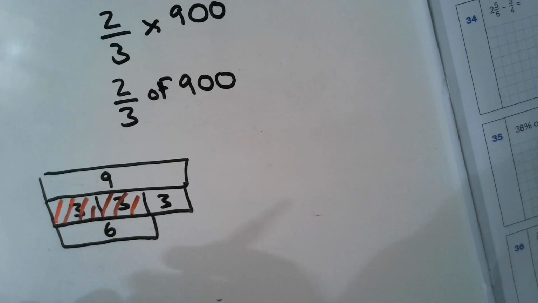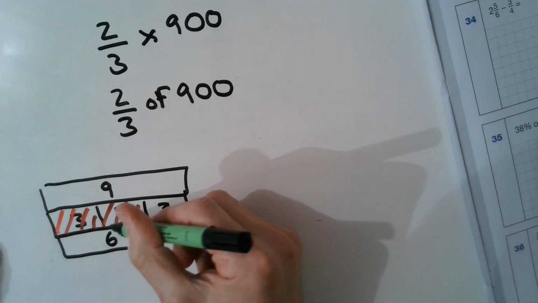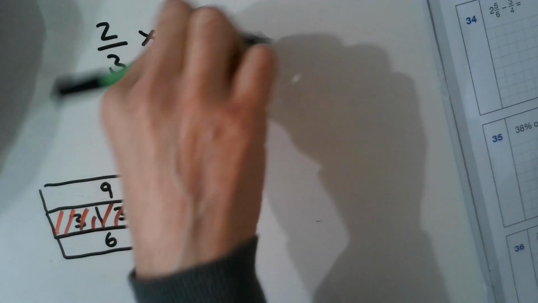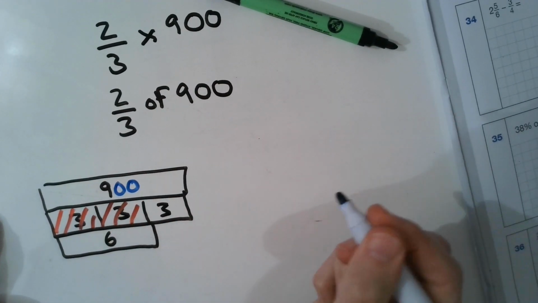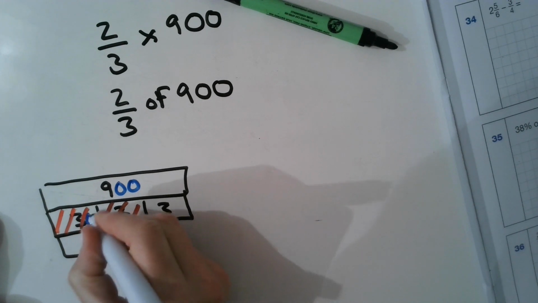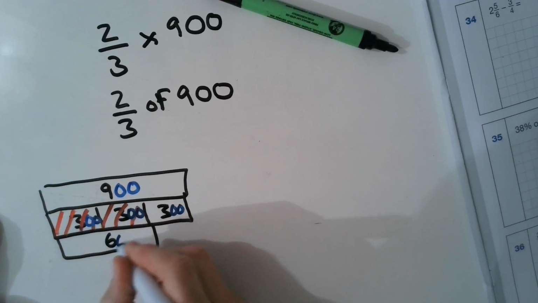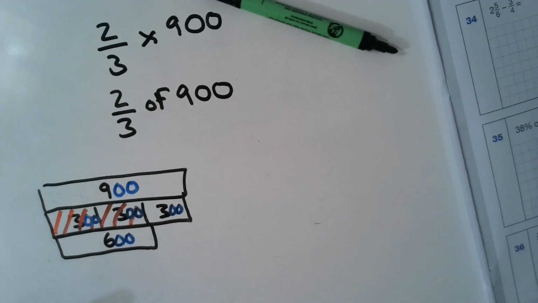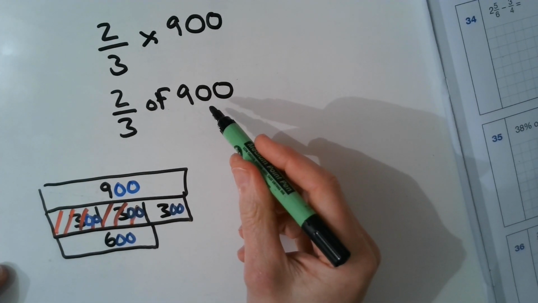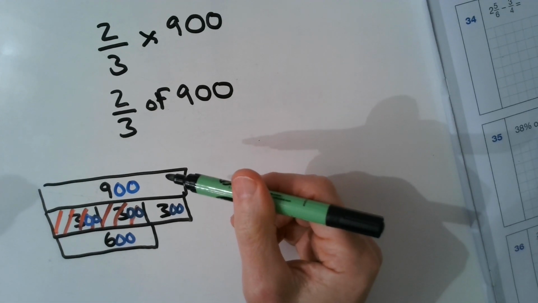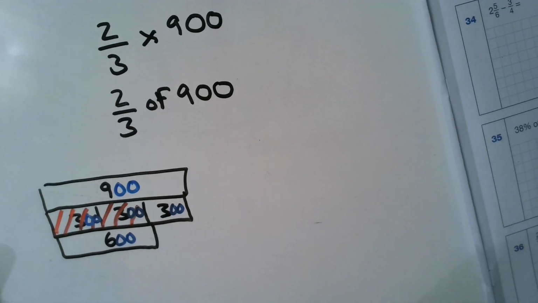Now, we're not doing 2/3 of 9, we're doing 2/3 of 900. So all we need to do is add 2 zeros to each of those, and so 300 add 300 will be 600. So 2/3 of 900 is 600. 1/3 is 300, 2/3 is 600, and 3/3 would be 900.